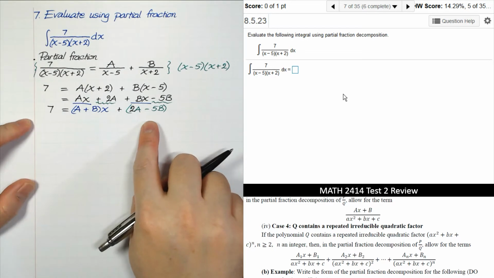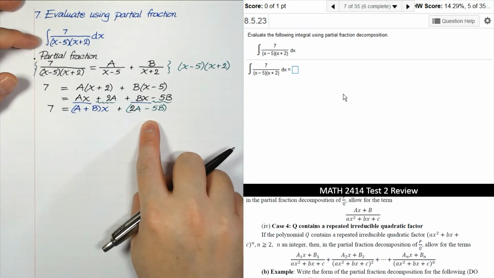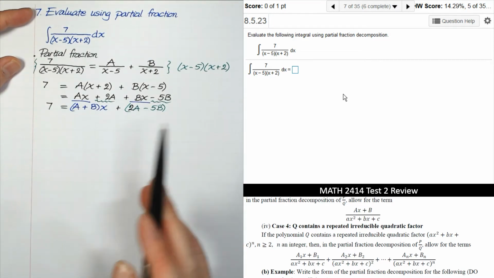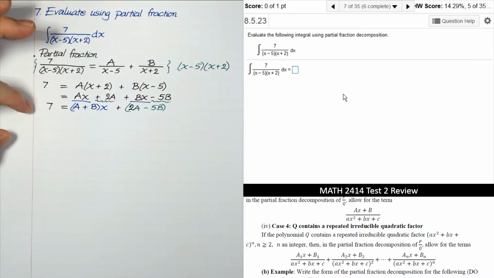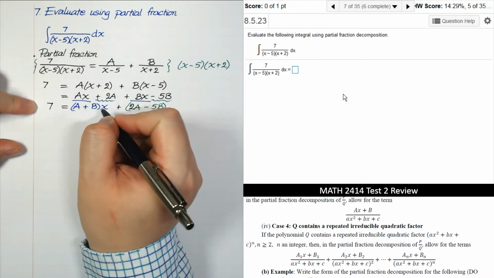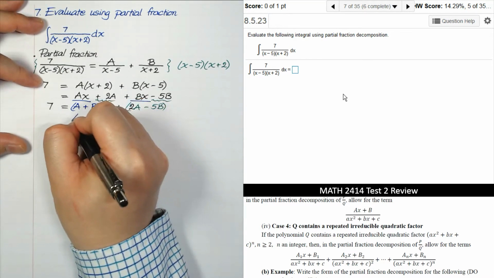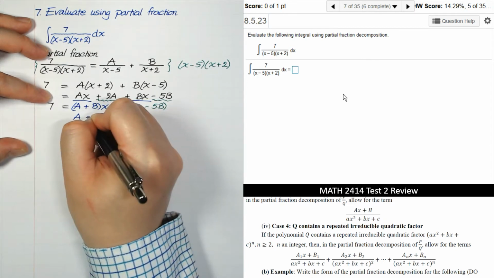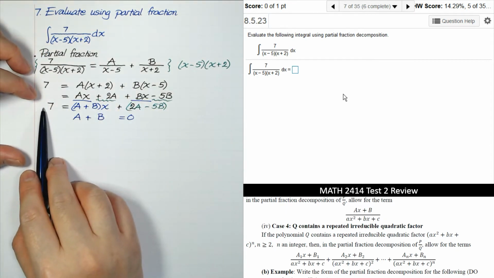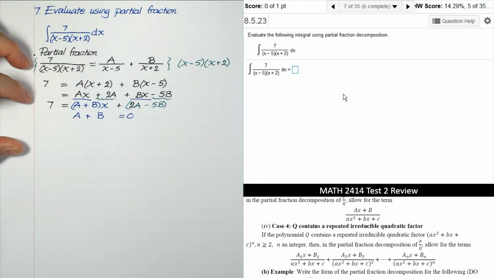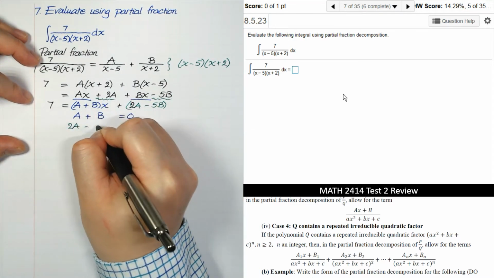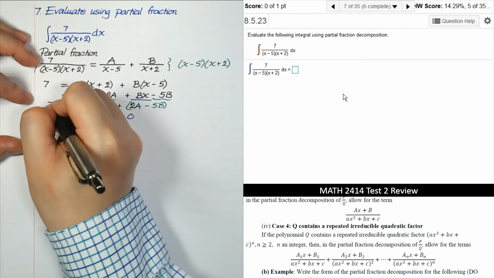Now these two things are equal, meaning the coefficients of the same degrees must be equal. There's nothing on the left hand side that goes with x, so we're going to let this coefficient be 0, because there's no x on the left hand side. We do have the constant on the other side equal to 7.